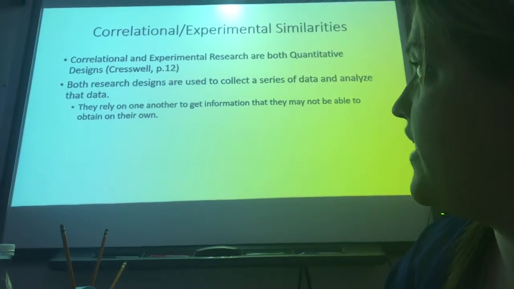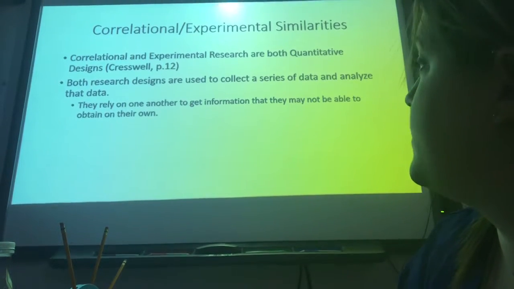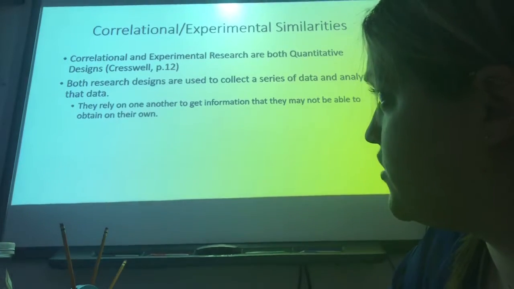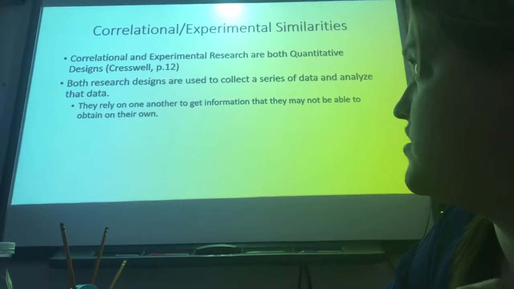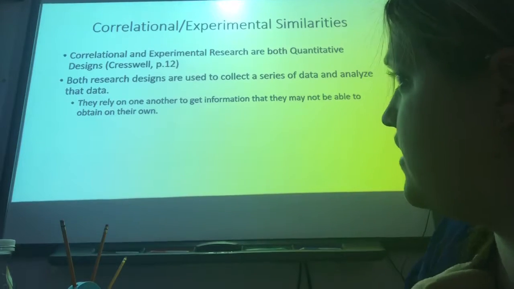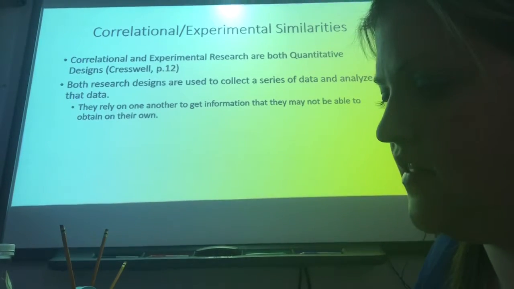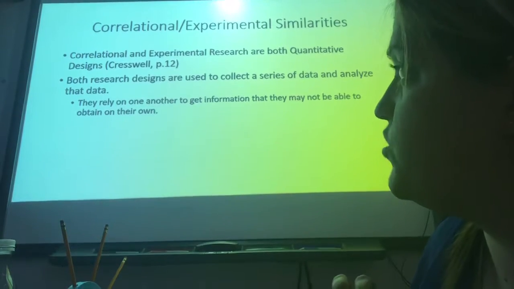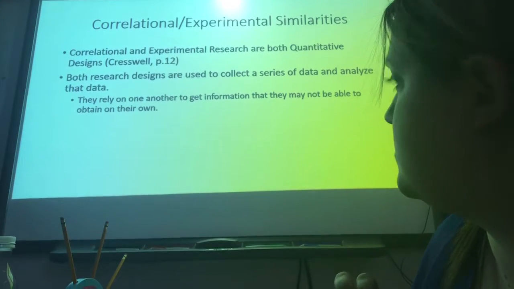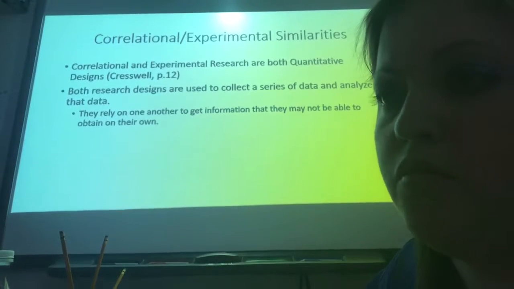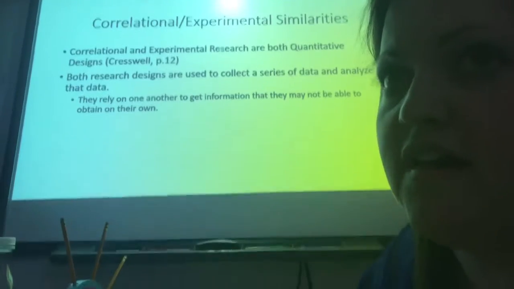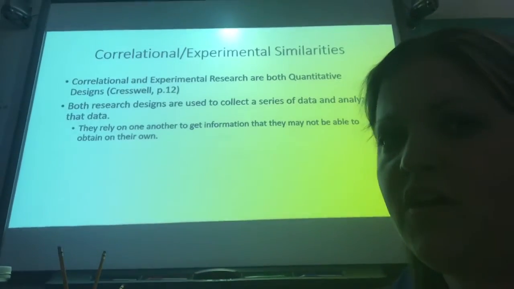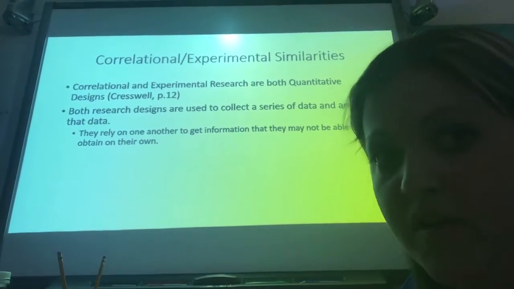So as far as similarities, correlational and experimental similarities, they are both quantitative research designs, and both research designs are used to collect a series of data, and they analyze that data. So they collect data and they see what the data outcome is. They do rely on one another to get information that they may not be able to obtain on their own. So you can get correlational data and make predictions, but you can't actually determine if it changes one variable to another without the experiment.